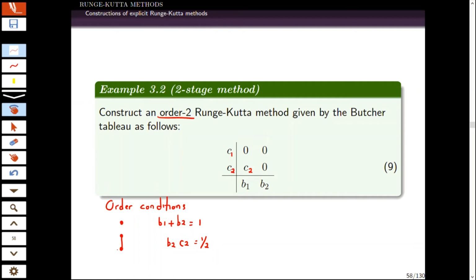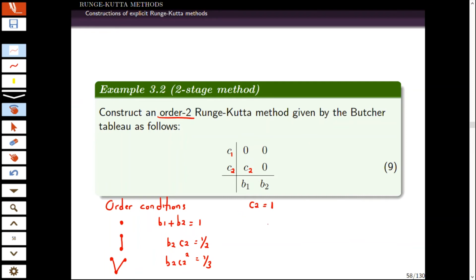Okay, and then we can have another condition. Let's add another condition. So the other condition is this one, where this is the order 3 condition actually, which is B2 C2 squared equals to 1/3. First let's say the choice of C2 equals to 1. Let's say my C2 equals to 1.